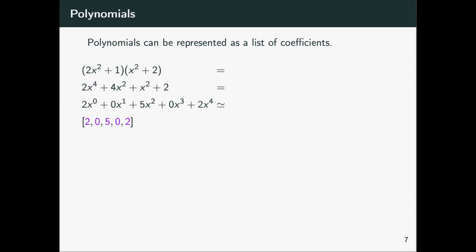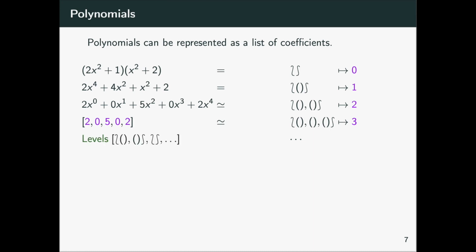This is the same, as it happens, as the levels monad when you set the type variable of the levels monad to unit. Because bags of units are isomorphic to the natural numbers, following this isomorphism where the empty bag is 0, single bag is 1, and so on. From this, a list of coefficients can be translated directly to a levels value, meaning that levels of unit is isomorphic to polynomials.